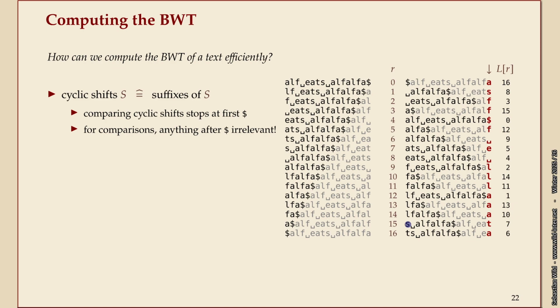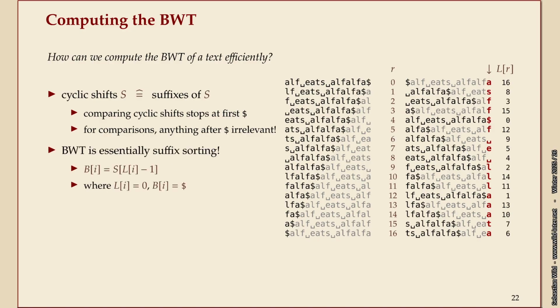So that means if you sort the suffixes, these cyclic shifts are just a kind of management. You're dragging some baggage around, but they don't influence the sort order. In particular, you can reconstruct the Burrows-Wheeler transform just from the suffix array.